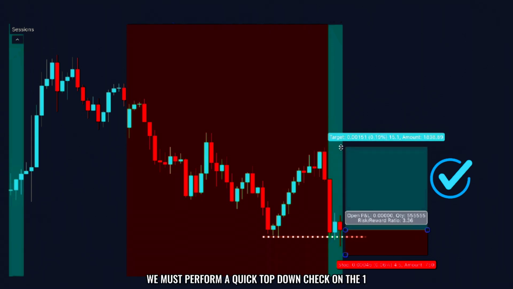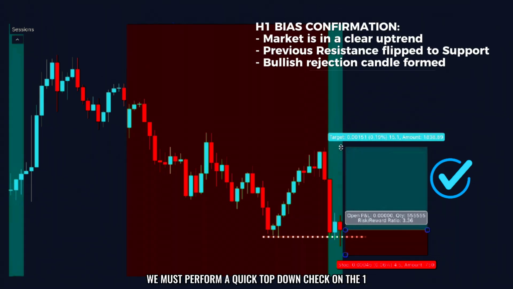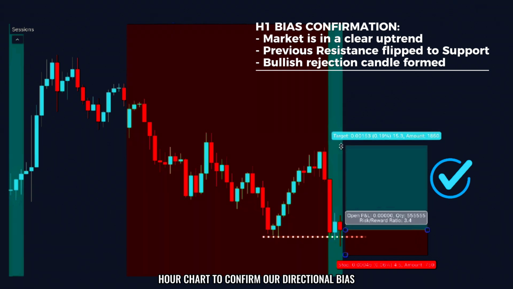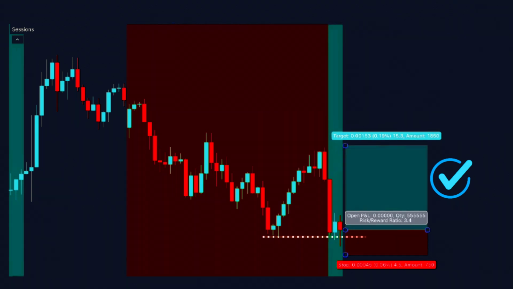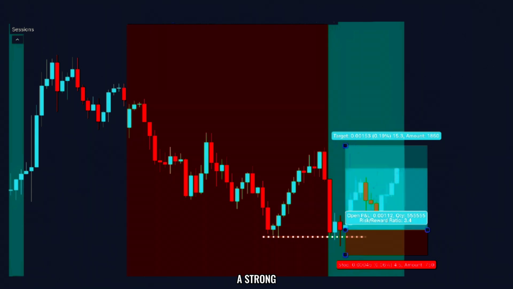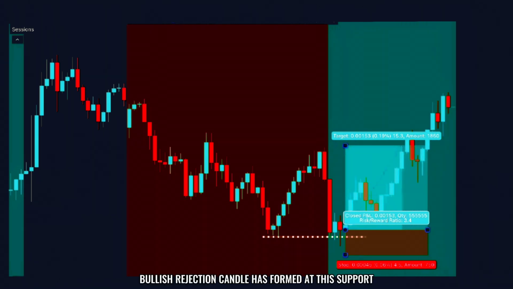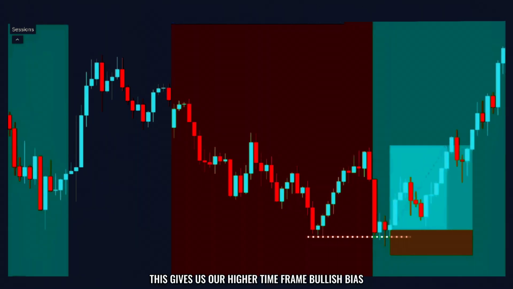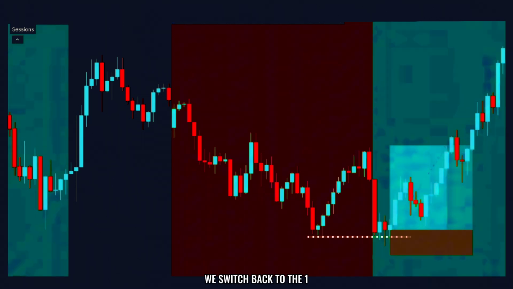Before we enter, we must perform a quick top-down check on the 1-hour chart to confirm our directional bias. We switch to the H1 chart. On the H1 chart, we see that the market is in an overall uptrend. Recently, the price pulled back into a previous resistance level, which is now acting as support. A strong bullish rejection candle has formed at this support. This gives us our higher time frame bullish bias. We switch back to the 15-minute chart to execute.